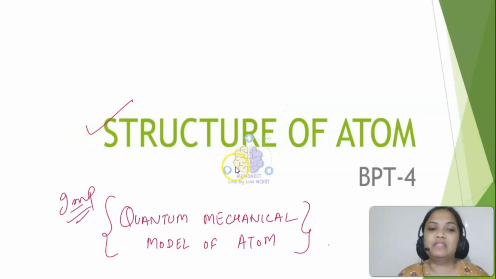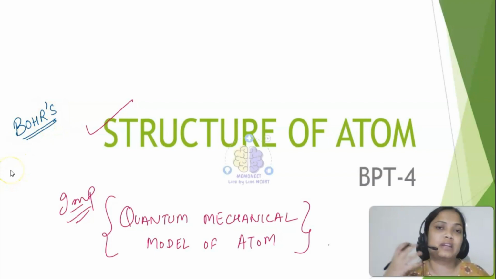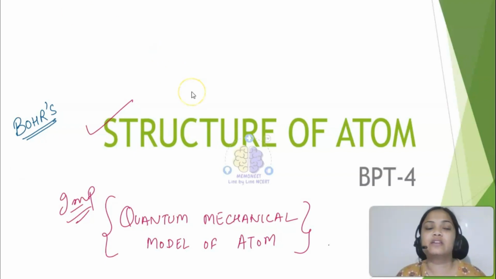So yes, we will be starting with today's session, the quantum mechanical model. Now this quantum mechanical model did not come up randomly, so let me tell you a little bit about it. When Bohr's model came up, there were certain limitations regarding that, right? It could not tell us about chemical bonding.